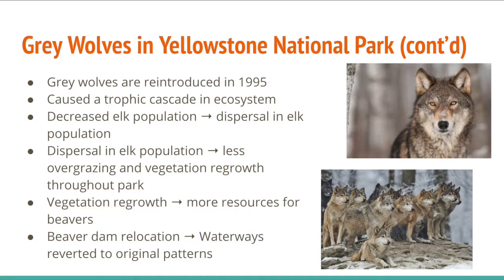The increase in shrubs and vegetation provided more resources for the beavers to build their dams in the same locations that they had before the elimination of the gray wolves in 1926. Because of the dam relocation, the waterways changed back to their original patterns and structures. The reintroduction of keystone species, the gray wolf, back into the ecosystem caused several positive ecological changes that helped restore the balance between the various species living in the habitats in Yellowstone National Park.